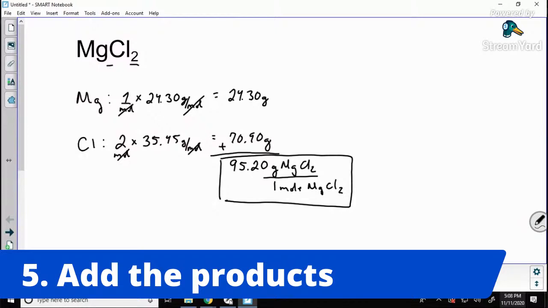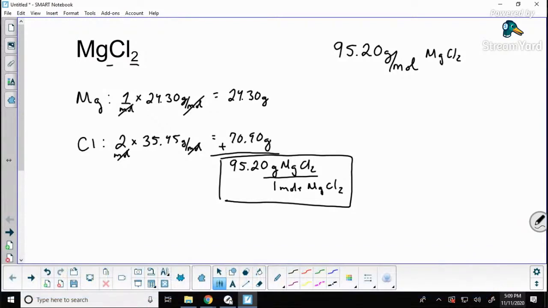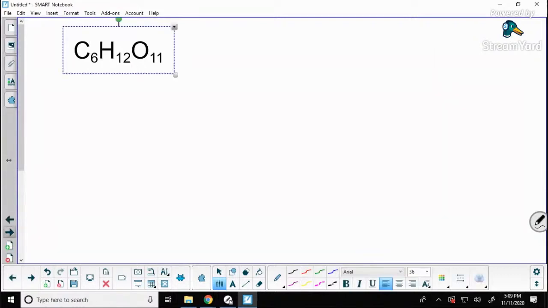Many times you'll simply see it written, though, as 95.20 grams per mole, where you can then either put the substance behind it or simply say that the molar mass of magnesium chloride is 95.20 grams per mole. So that's a fairly straightforward example. Right? So let's look at one that's a little more complex.